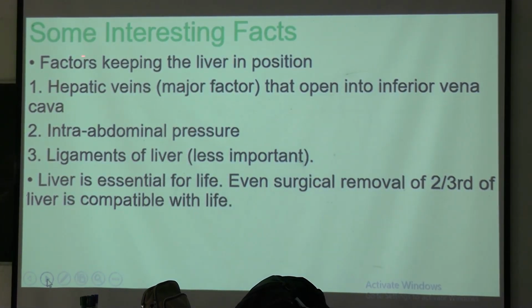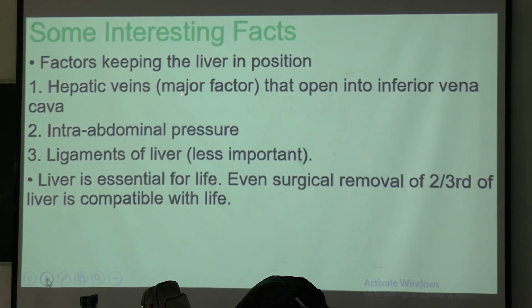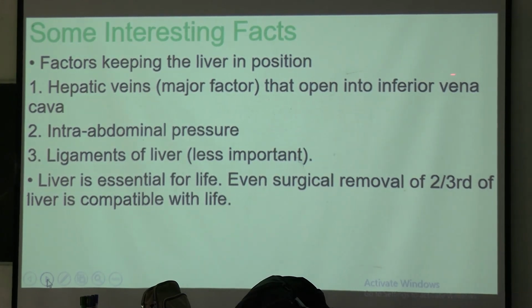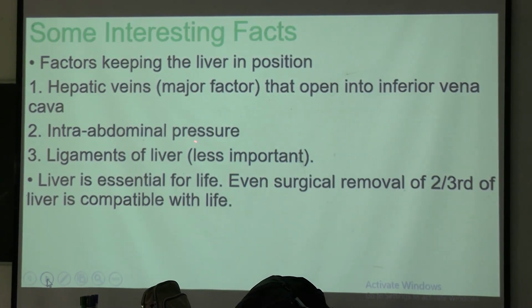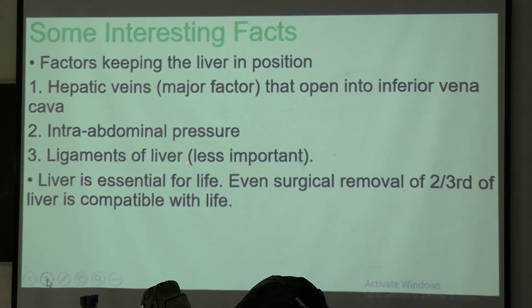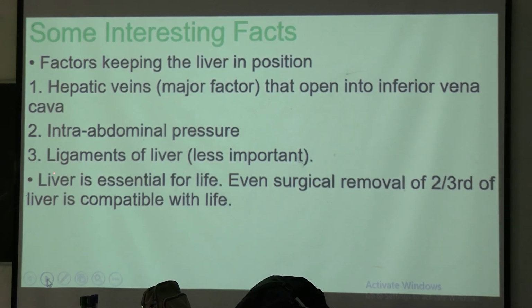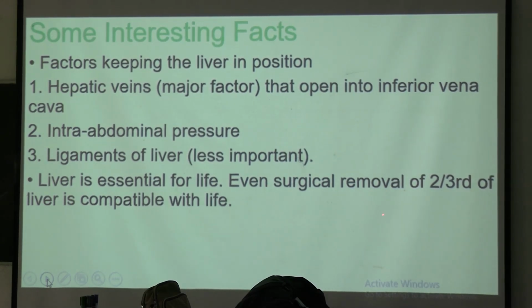Now, some interesting facts. Factors keeping the liver in position: hepatic veins, the major factor, that open into the inferior vena cava. Intra-abdominal pressure and ligaments of the liver are less important. Liver is essential to life. Even surgical removal of 2/3 of the liver is compatible with life.